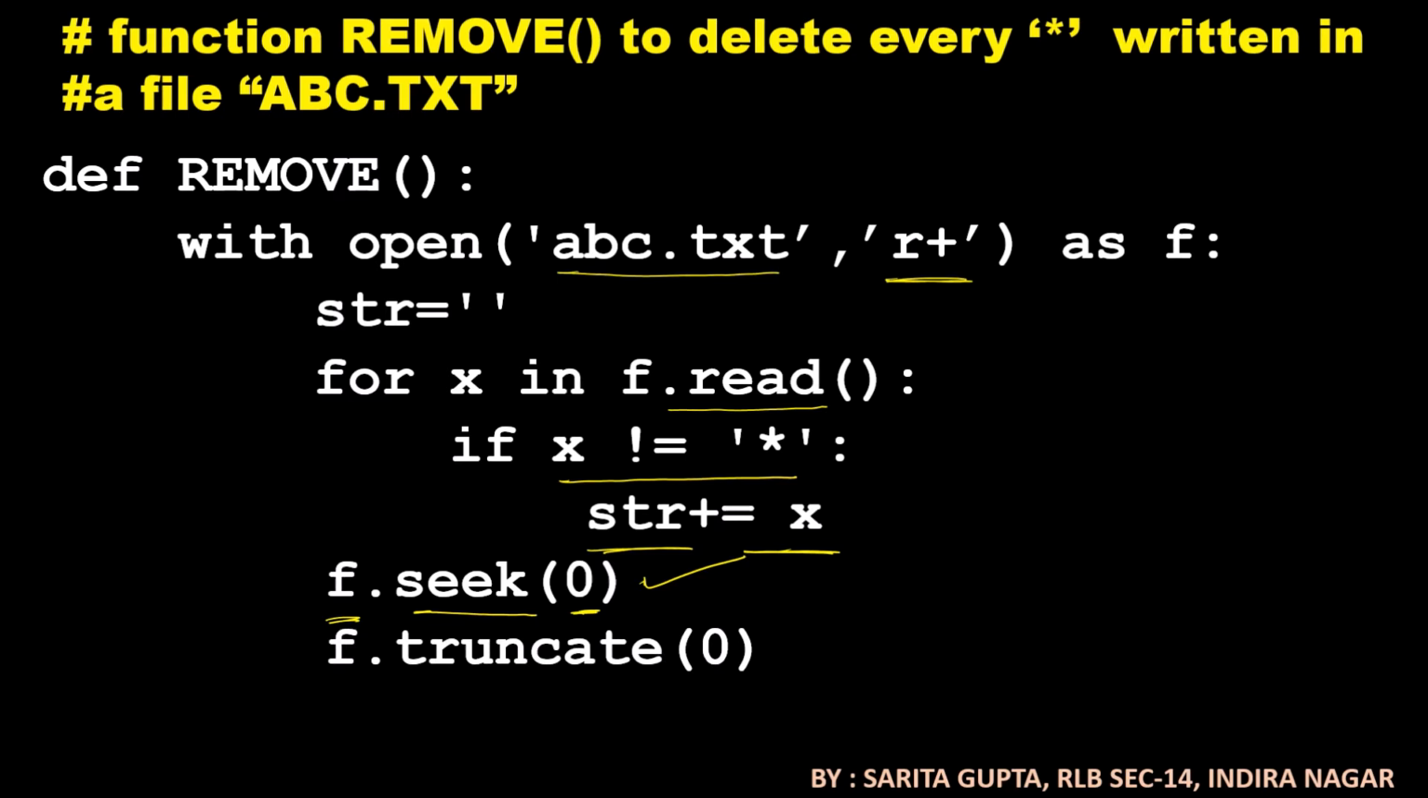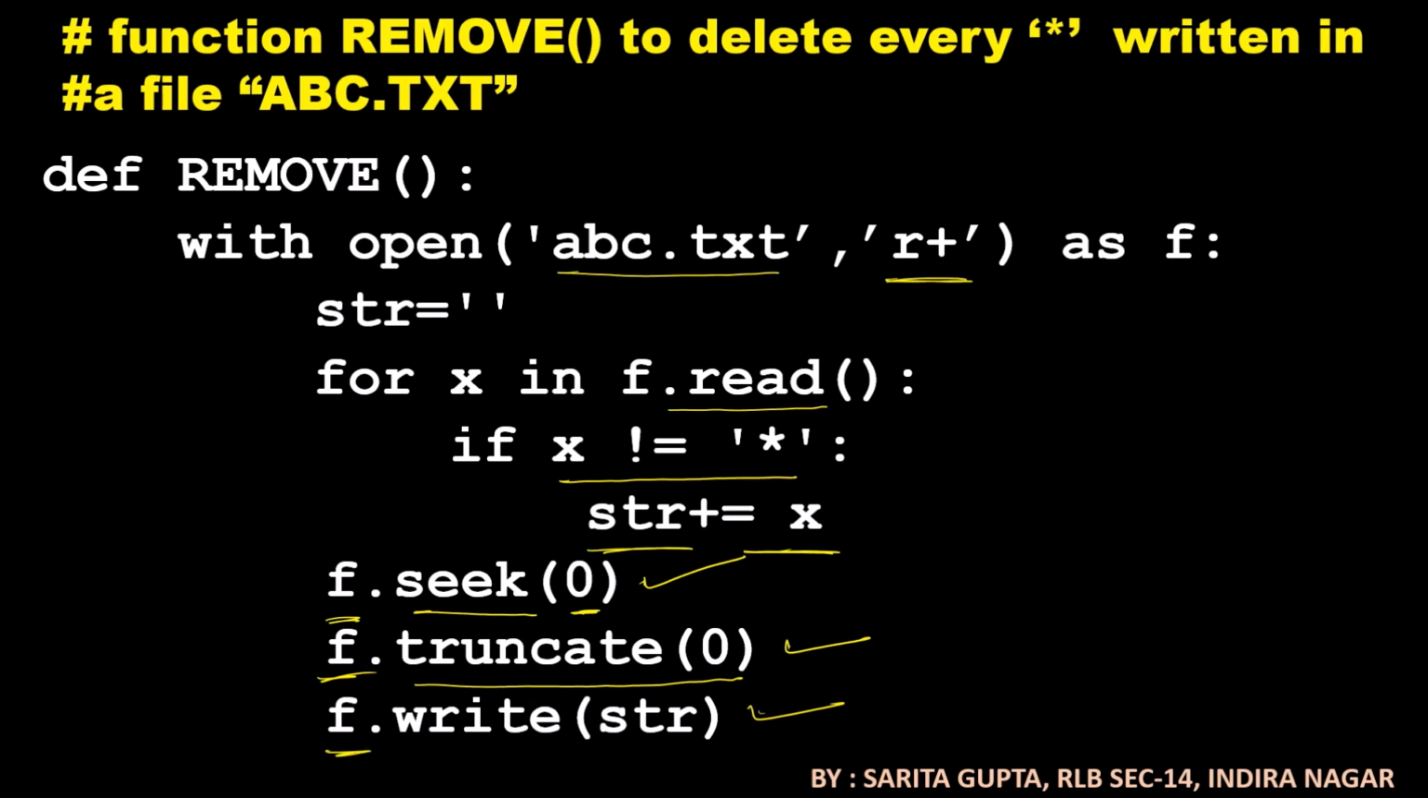Next, we'll truncate the file to 0 length. That is, we'll destroy the existing contents of the file and then we'll write the value of str onto the file. So str containing all characters except asterisk, that is the file data after deletion, will now be written onto the file abc.txt from the beginning of the file.